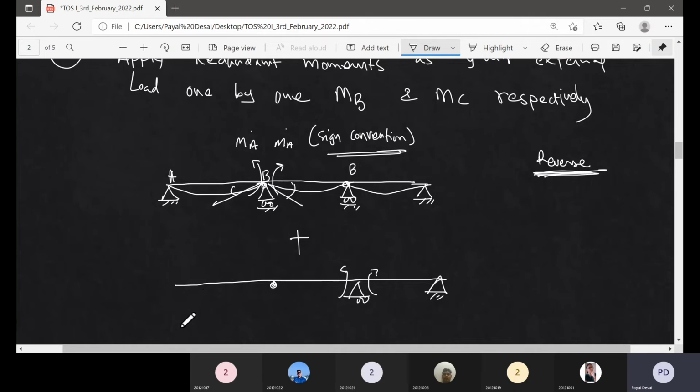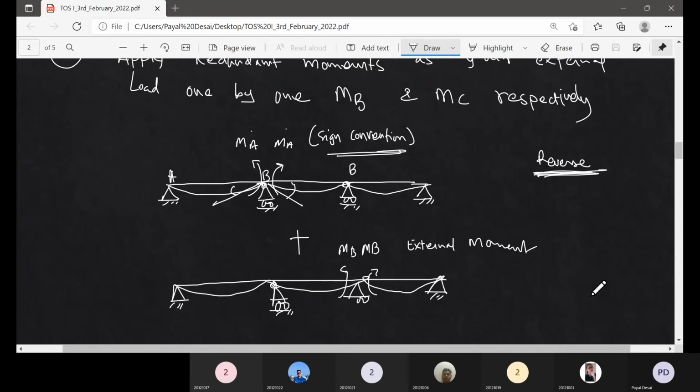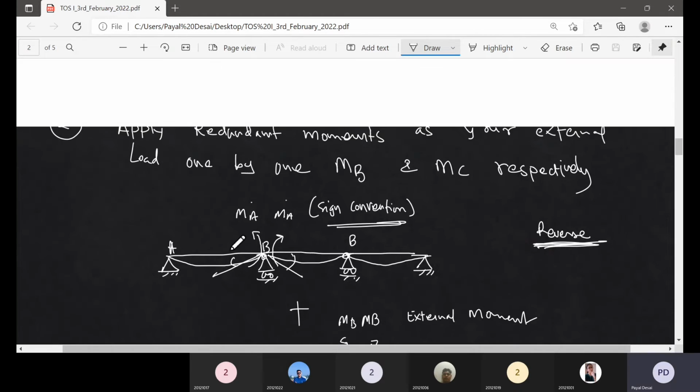Okay. Because tension in the bottom fiber is already given to me in the example itself, this is also going to give you tension in the bottom fiber like this. And this is your MB that you are applying as an external moment. Now we write down the formula. By referring to the table, you will come to know that. I'll open that table now. First we analyze this.